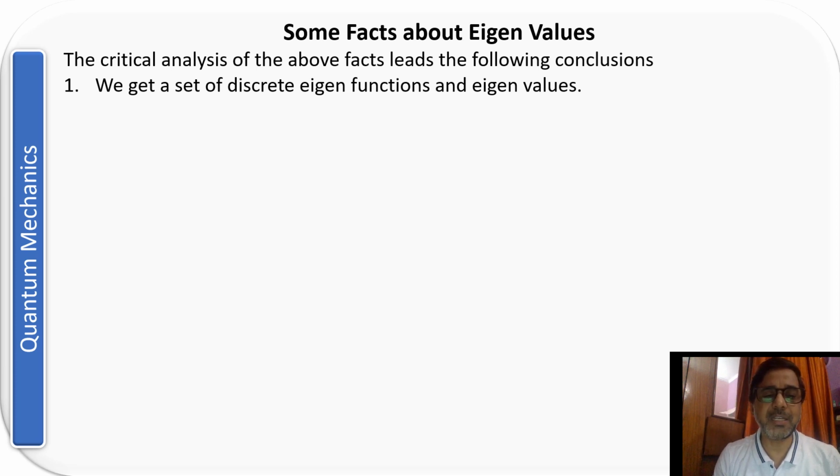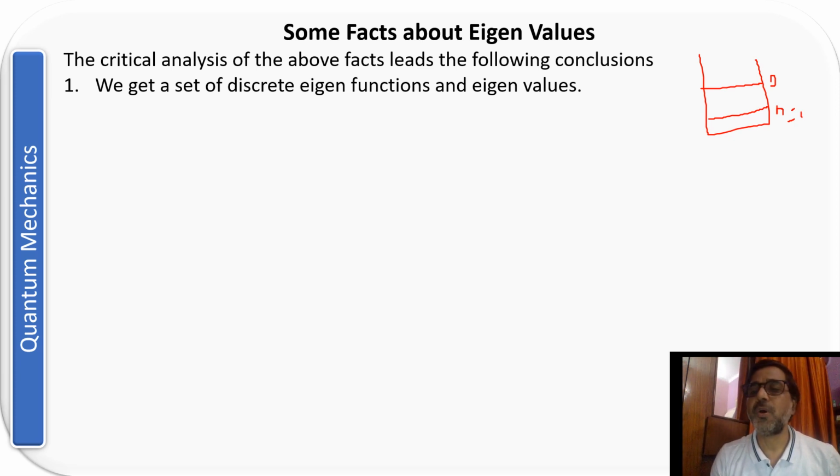What it means exactly is that you have an infinitely high potential wall, something like this, and your energy values start from n equal to 1, then n equal to 2, like this, right? So these are your energy values. This is for n equal to 2, this is for n equal to 1. So what it means is that the energy is discrete and quantized, it is not continuous. That is the meaning of this.